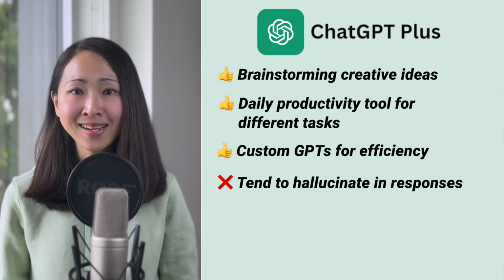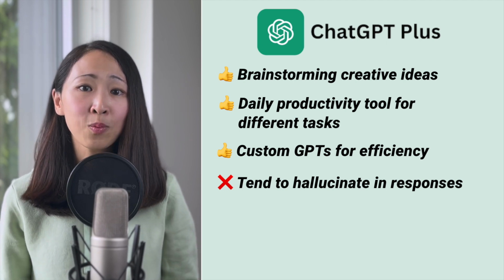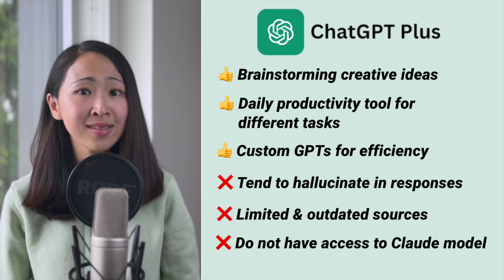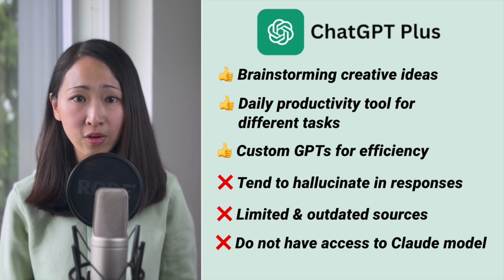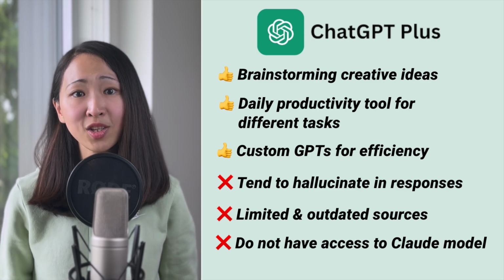But the thing is, it tends to hallucinate even though it doesn't have the information about the subject. And the browse with Bing feature is also not used in every prompt, so it's not good for some highly factual queries. And even so, the sources are not as updated and as many as Perplexity.